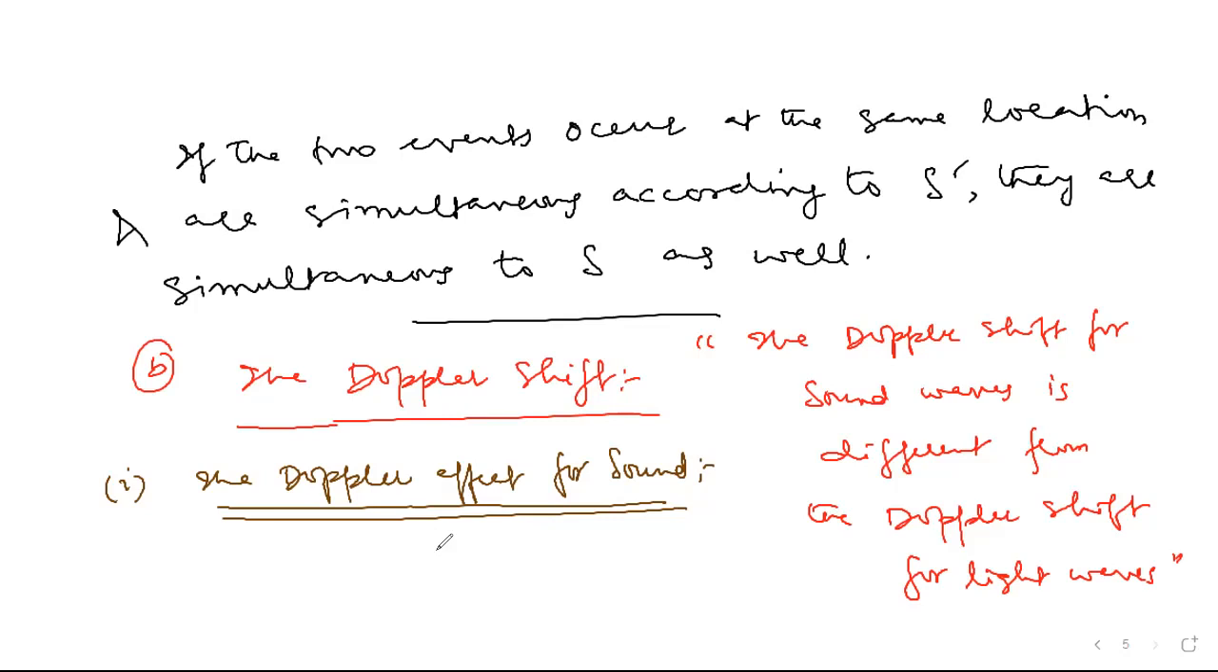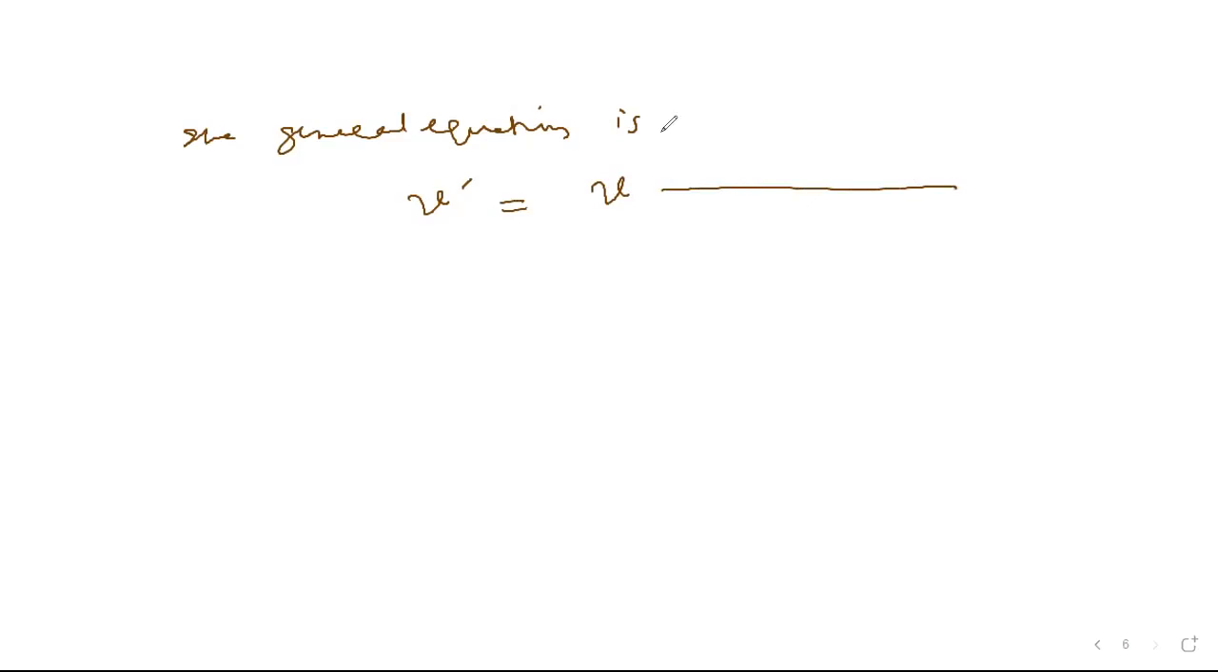Now, first, when we talk of motion, it is related to some reference frame. I will write first the equation, then I will discuss. So the general equation is: nu prime is equal to nu times, let me write it in bracket, V plus minus Vo, over V minus plus Vs. Let me name it equation first.